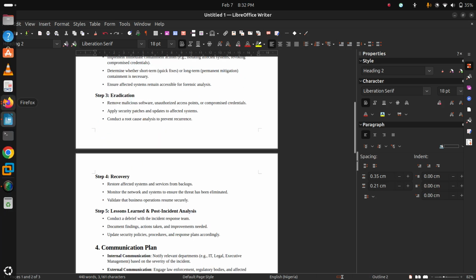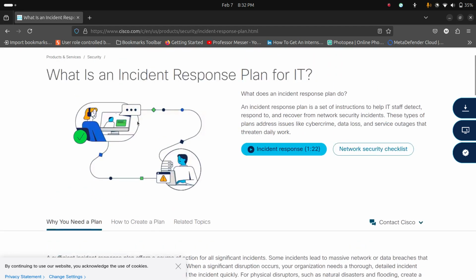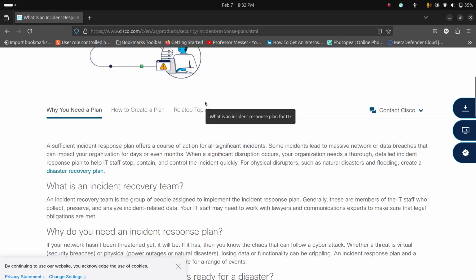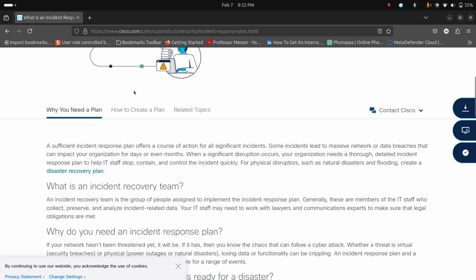Basically, I did some Google searching, because what is cybersecurity without researching? I made use of Cisco. I read and ran through their website and saw an article on incident response plan for IT. So I decided to do a brief study on it.